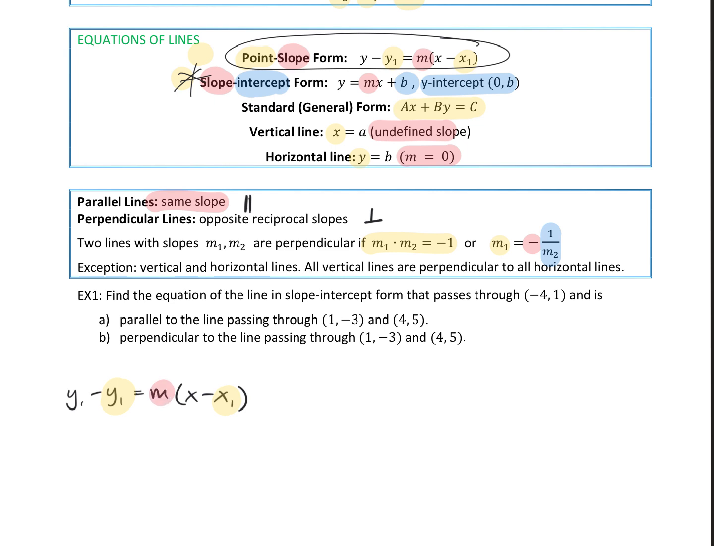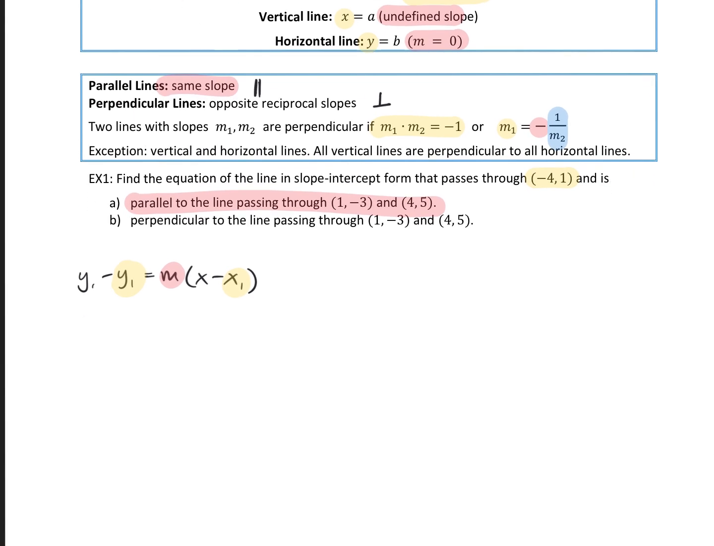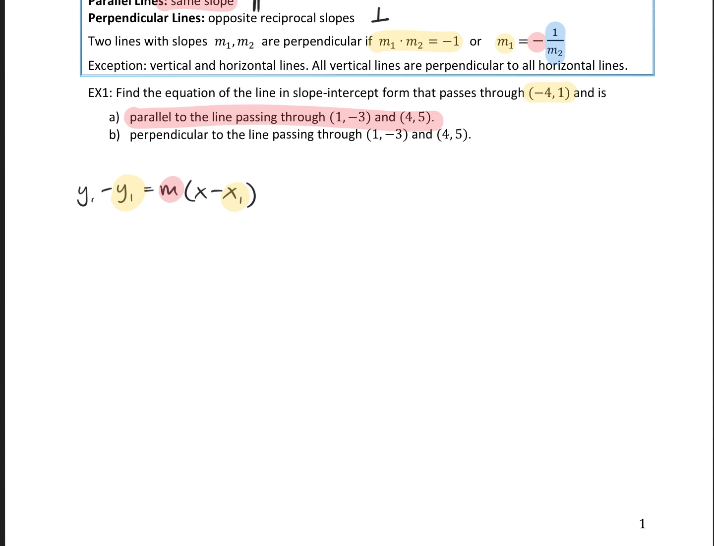What are we given in this problem? We're given a point of our line, but we don't know the slope. What do we know about the slope? Well, it's parallel to this line. So I just need to find the slope of the other line, and then I can use that slope. So again, my point is -4, 1. Remember, that's my x and y value. So now I just need to find the slope. And since they're parallel, it's going to be the exact same slope.